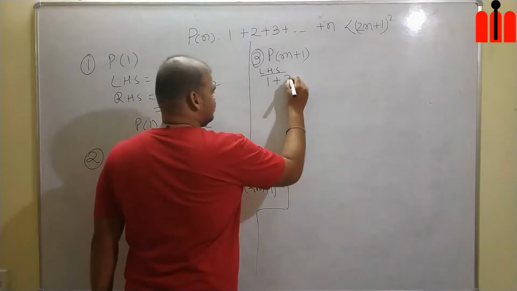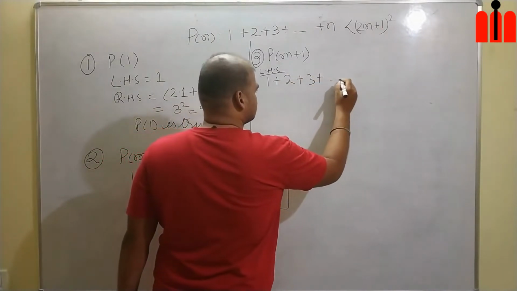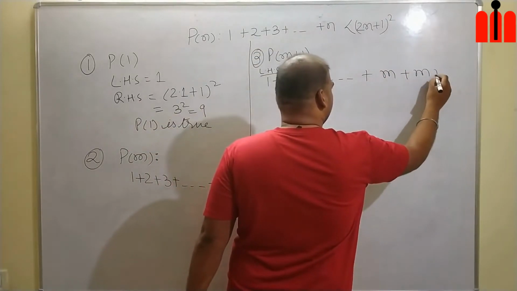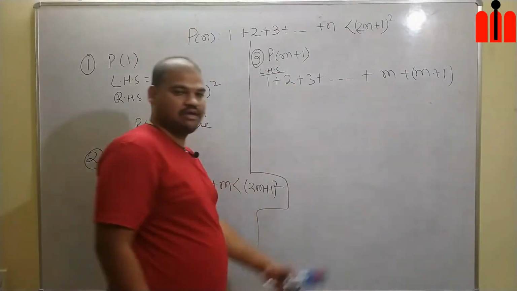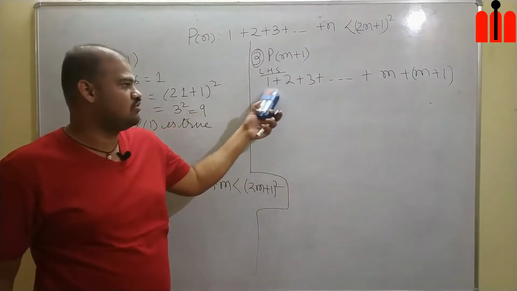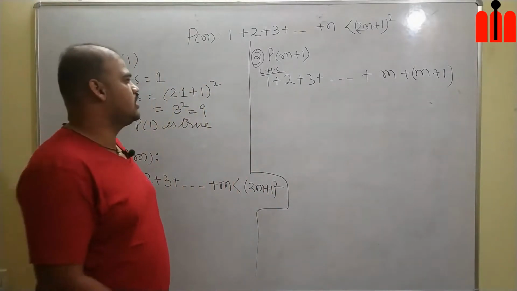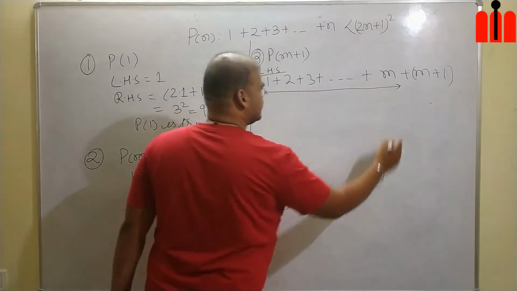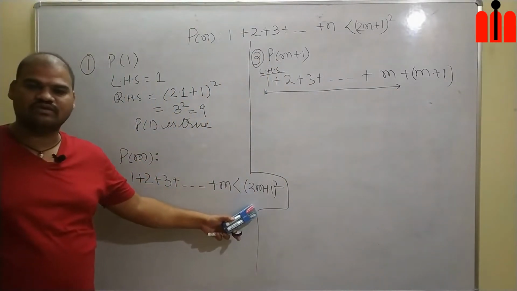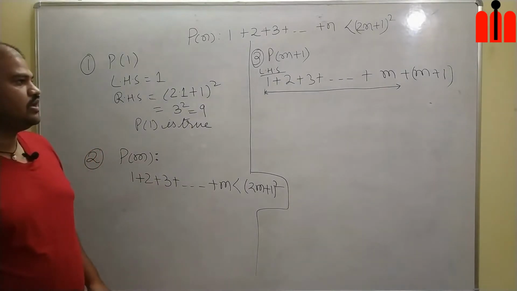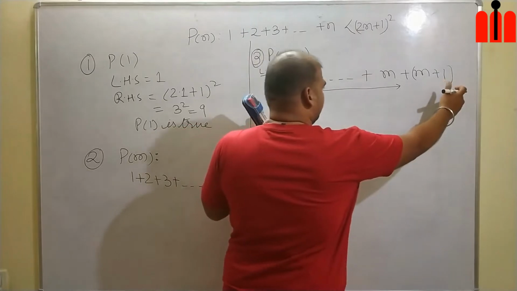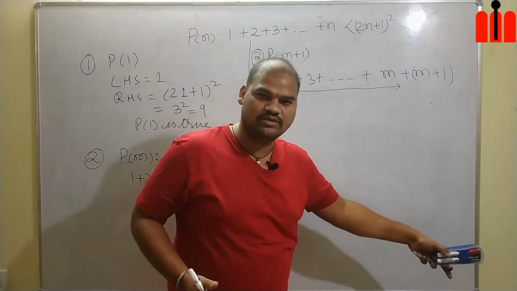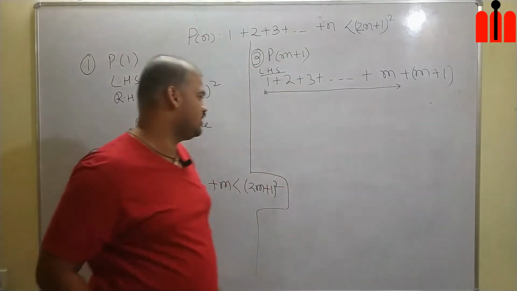So my LHS will be 1 plus 2 plus 3 plus dash dash up to m plus 1. Why had I written m here? Because I want to substitute this with my concrete statement. Now this entire thing is less than (2m+1)². So this entire sum will also be less than (2m+1)² plus m plus 1. Are you getting it? Let me explain.